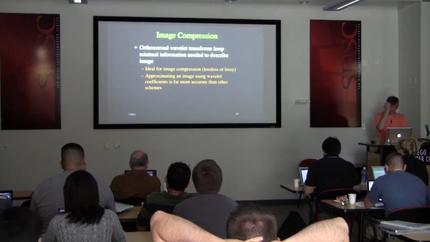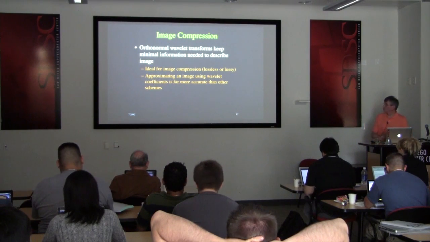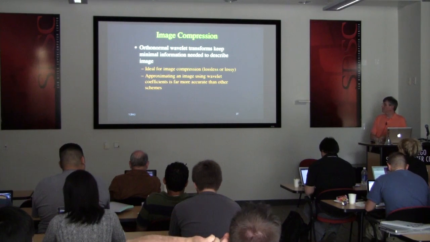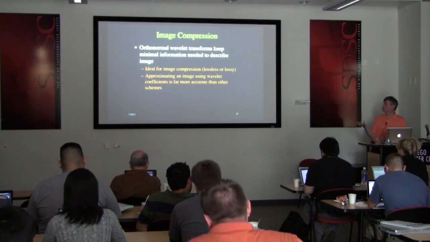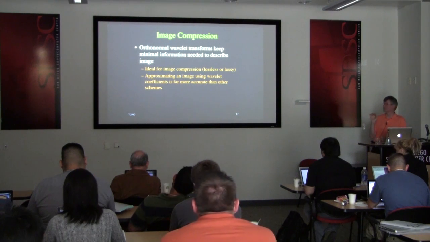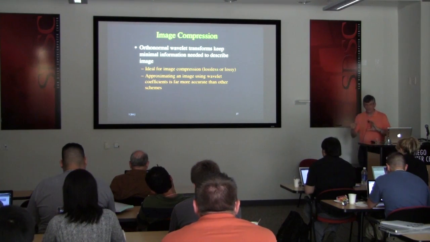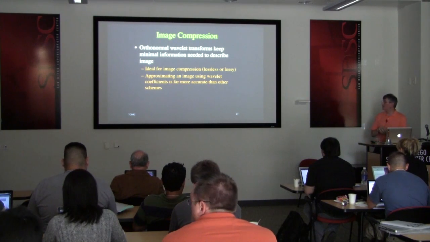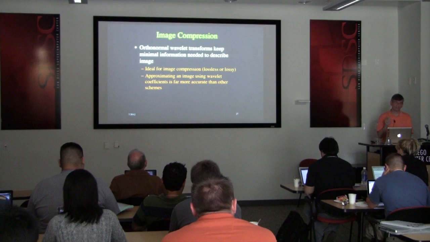We talk about another application of wavelets, image compression. Orthonormal wavelet transforms, like the Haar transform, keep the minimal information needed to describe the image. And I said that if you're doing integer calculations, it's possible to make them completely reversible. So they just keep the smallest amount of information that you need to describe the image. And in fact, they decorrelate the information in the original image in a very useful way, which makes them ideal for image compression. Either lossless image compression, where you get back the image exactly, or lossy image compression.